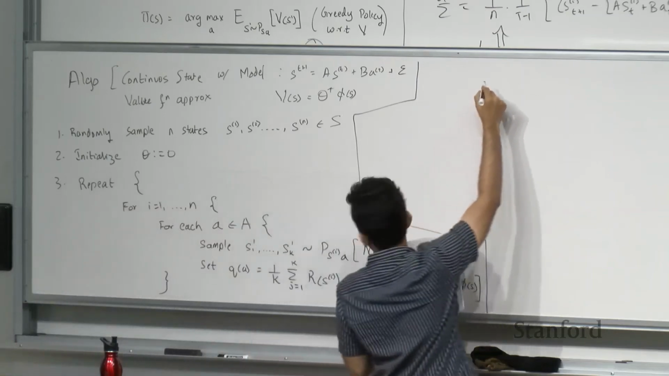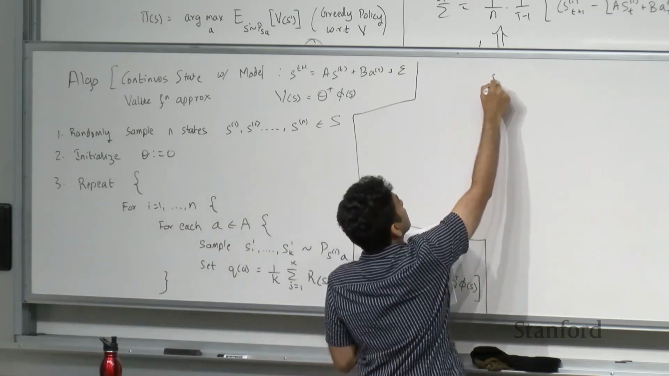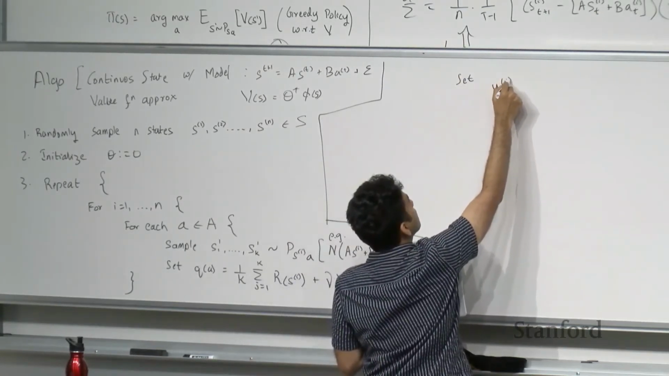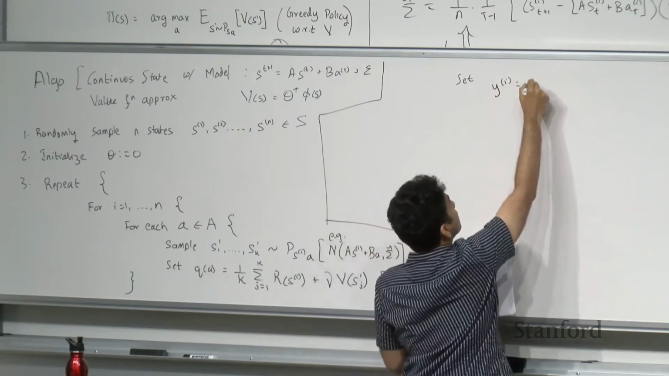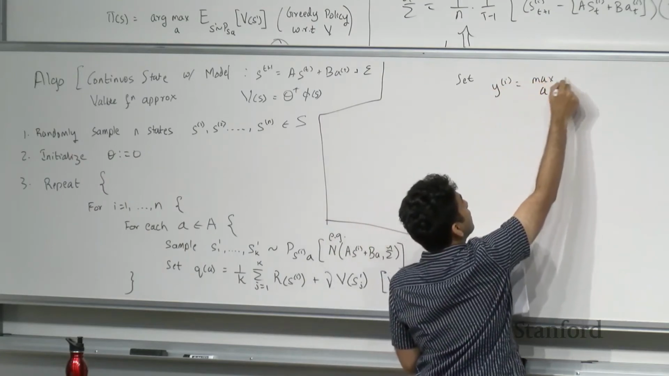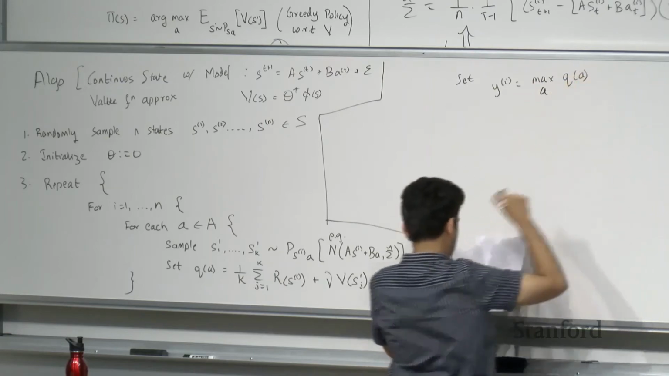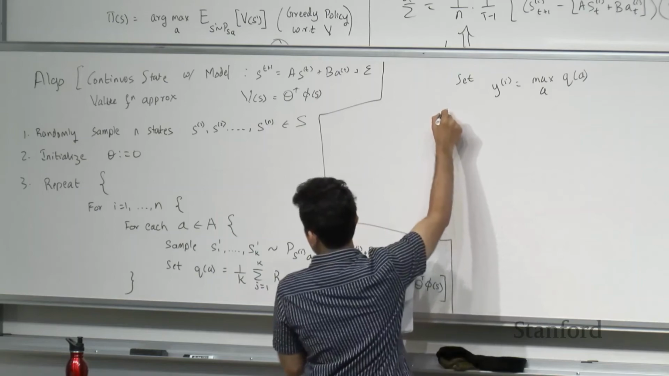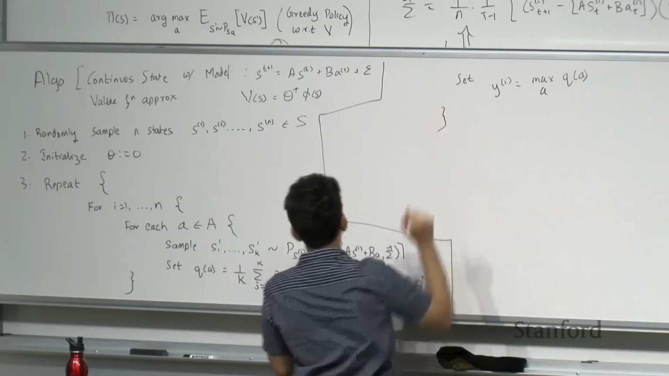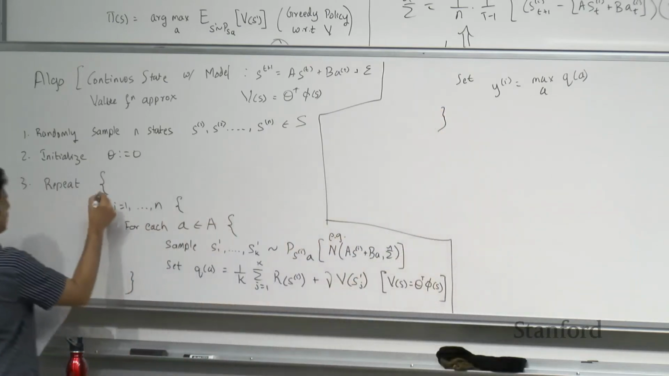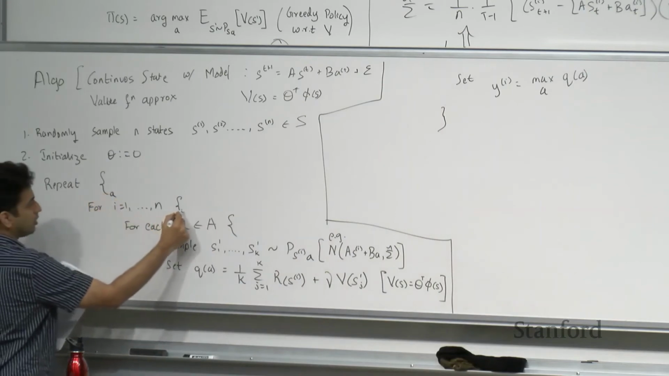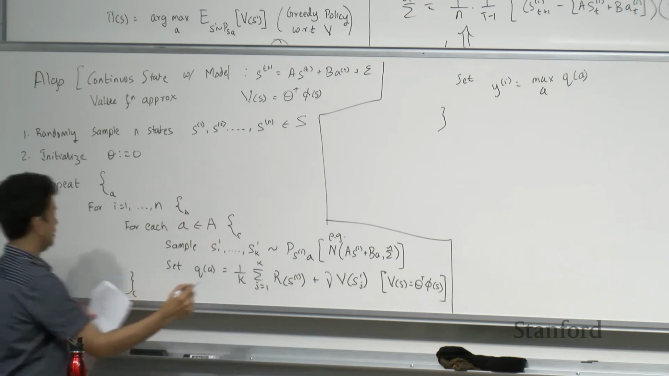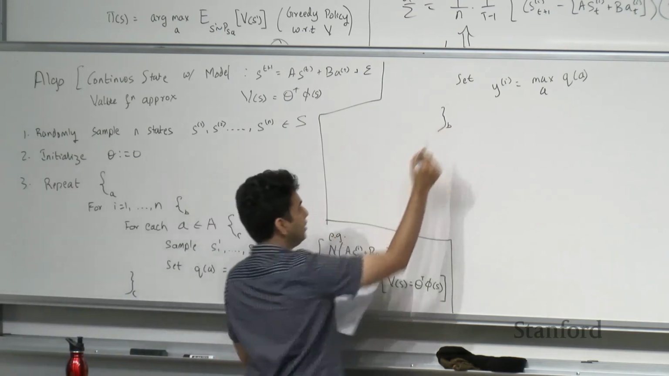Set y_i equals max over a of Q(a), and that ends this. So let's call this start A, start B, and start C. So this is finish C, this is finish B.